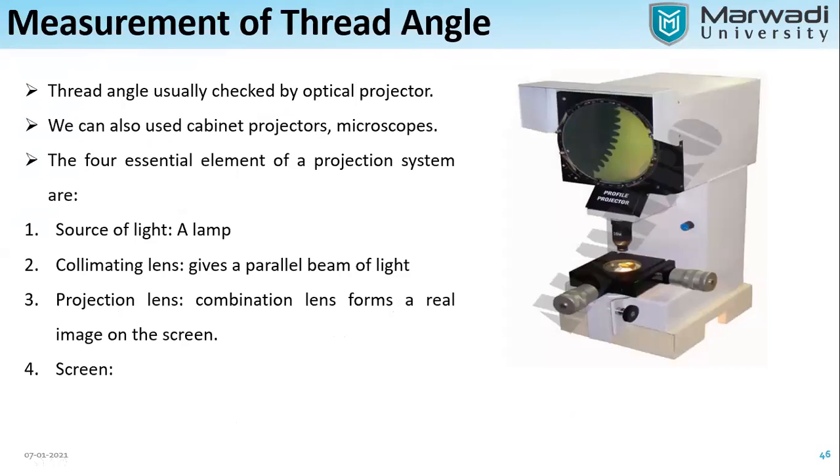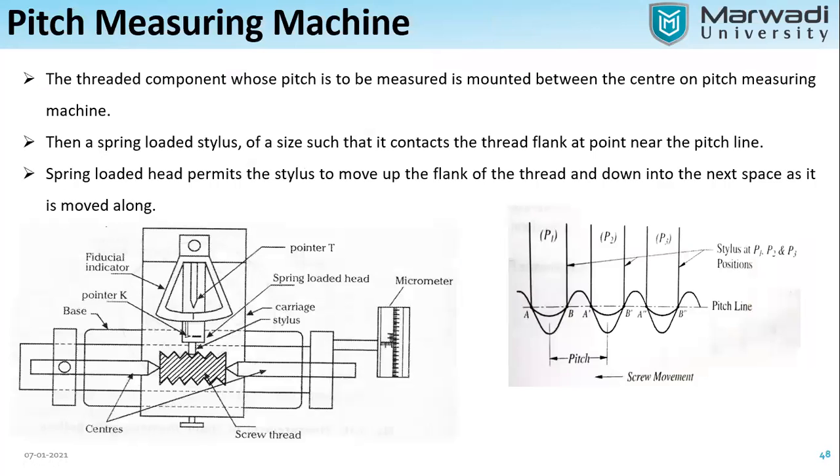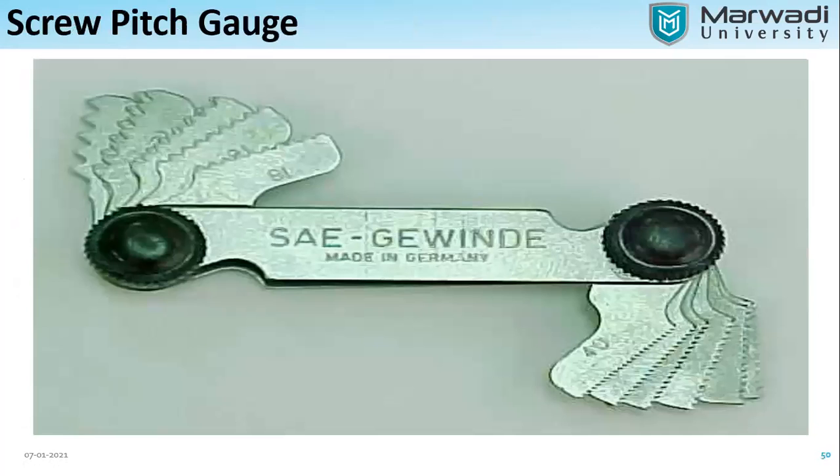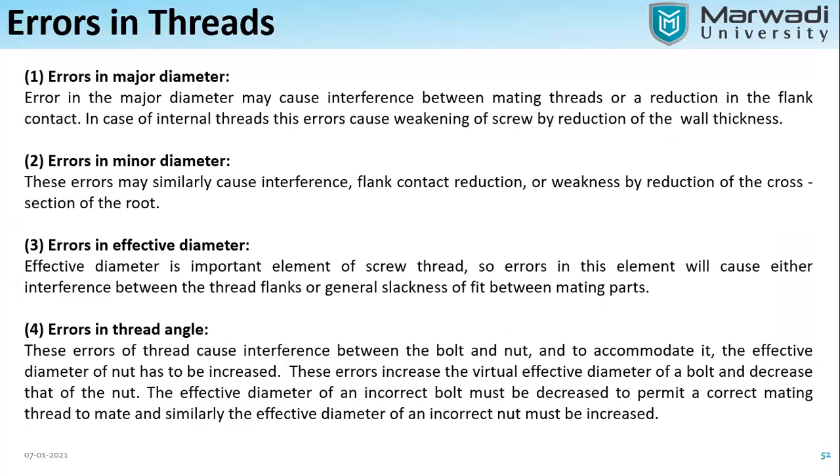Then we have gone for the measurement of thread angle. There are two methods. One is called the profile projector method, and the second method is the vernier protractor method. Then pitch measurement by the pitch measuring machine. This is what we have discussed, and these are some standard pitch gauges. Only one point is remaining to discuss in the unit, which is error in the screw thread. That we'll see in the next lecture.